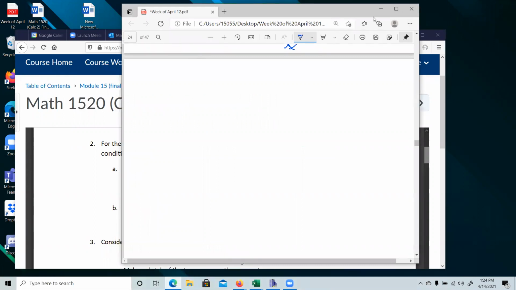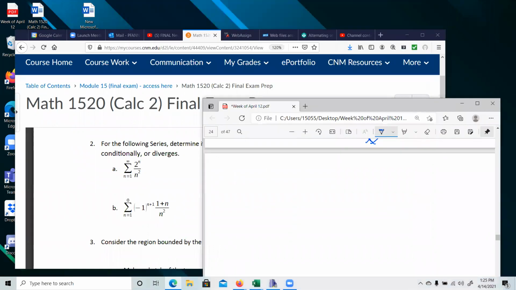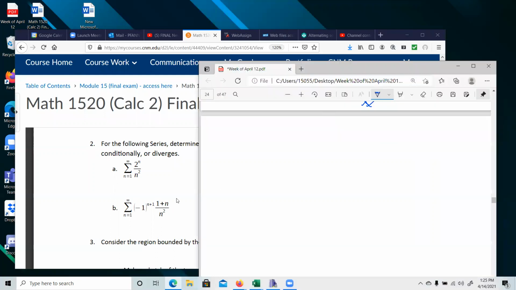For the following series, determine if the series converges absolutely, or conditionally, or diverges. This one, they're all going to be positive, so we're not talking about alternating series, which is where you would want converges conditionally or absolutely. Let's check this one out.